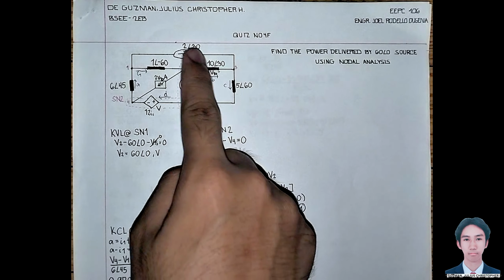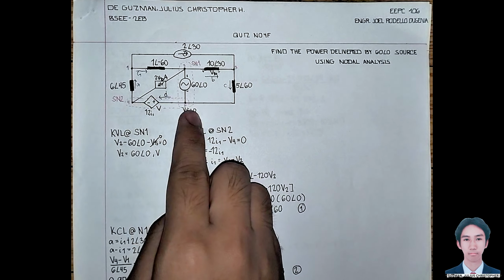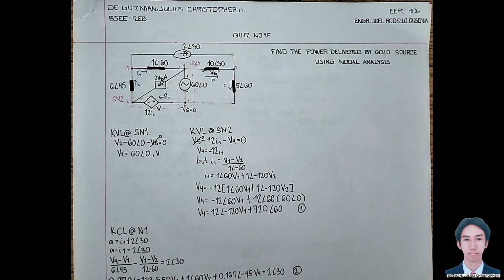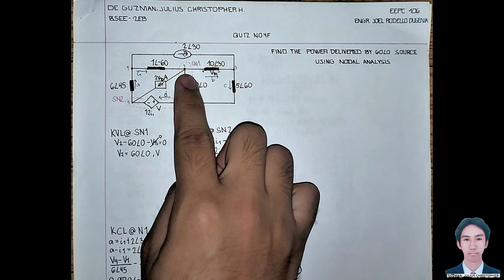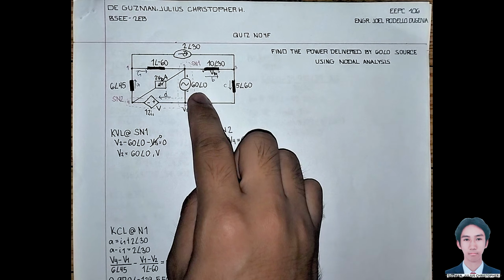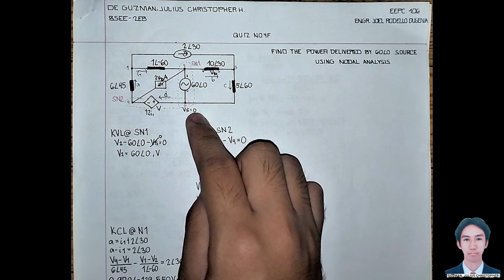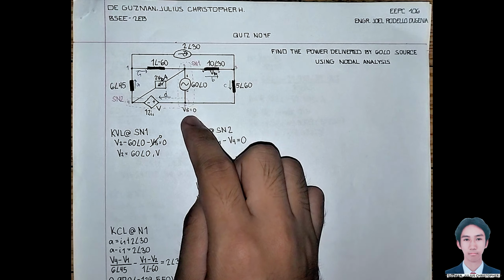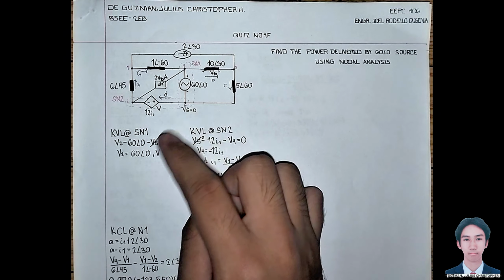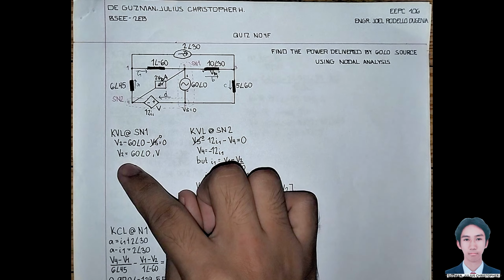We have a supernode here and a supernode here. That's why let's use KVL at supernode 1, which is V2 minus 60∠0° minus V5 is equal to 0. But V5 is equal to 0. That's why V2 now is equal to 60∠0° volts.